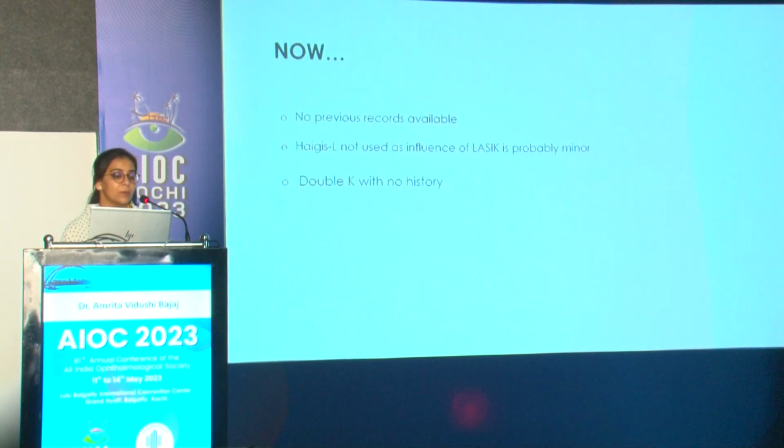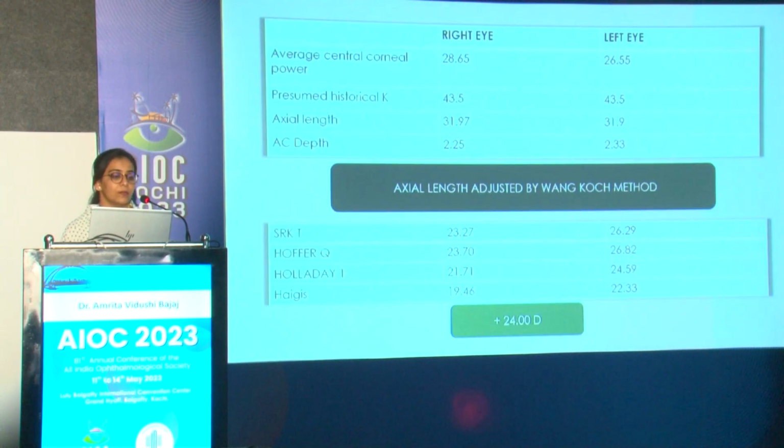So now we have a patient with no previous records available, and the LASIK ablation being minor, we are not going to use a Haigis-L. We have a double K with no history method to be used here. So we took the average central corneal K and we presumed the historical K as 43.5. The axial length was recorded and the AC depth. And now the point is that we have to adjust the axial length with the Van Cox method with different formulas that are there.